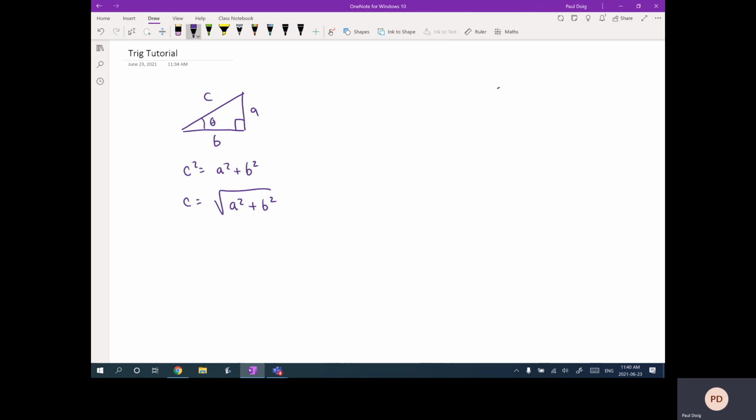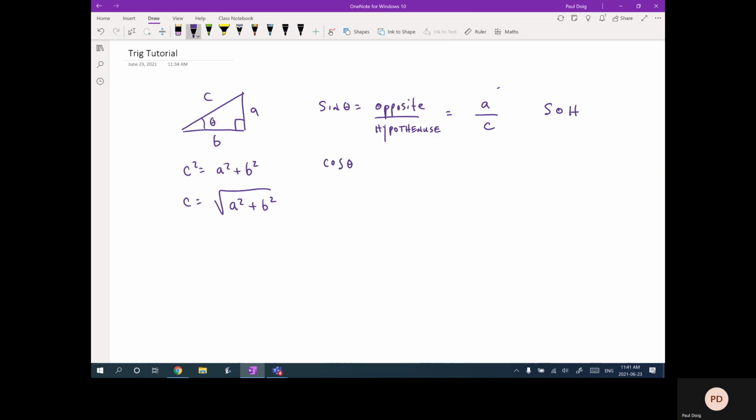Now, from the angle standpoint, we have that angle theta, and we can do a lot of things with angle theta. So, for example, from your review in math, we know that the sine of angle theta is equal to the opposite from the angle over the hypotenuse of the triangle. In this case, the opposite from angle theta is side A, and the hypotenuse is side C. All right, so that's the SOH of SOHCAHTOA.